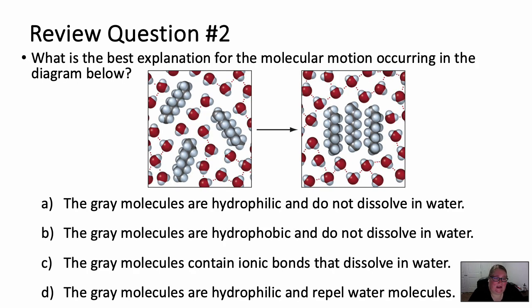Okay, let's do a slightly different review question. So this is review question number 2. Okay, it says, what is the best explanation for the molecular motion, so how the molecules are moving, occurring in the diagram below? Is it A, the gray molecules are hydrophilic and do not dissolve in water? B, the gray molecules are hydrophobic and do not dissolve in water? C, the gray molecules contain ionic bonds that dissolve in water? Or D, the gray molecules are hydrophilic and repel water molecules? Okay, so take a second, pause the video, flip through some notes if you need to, see if you can find the answer.